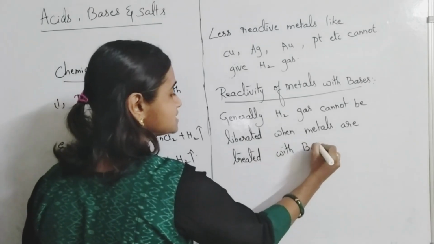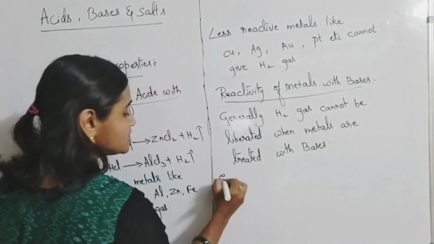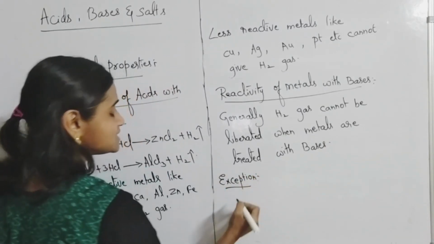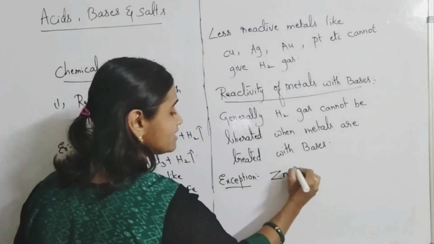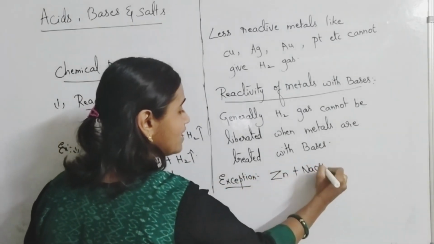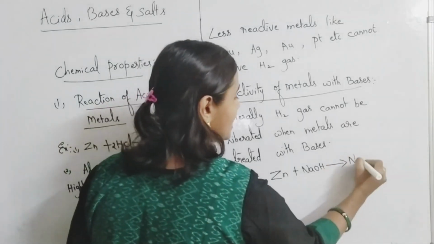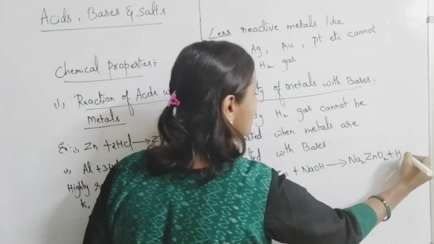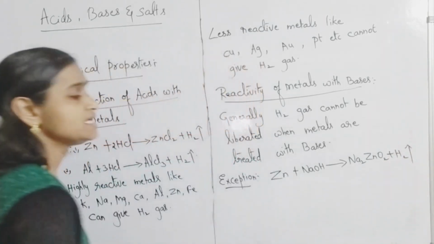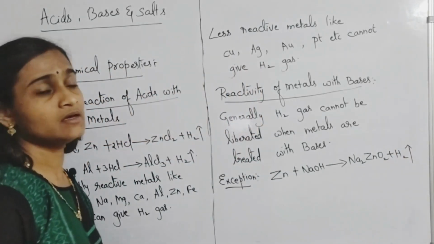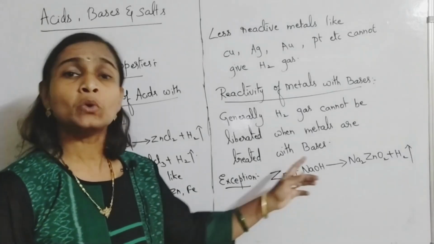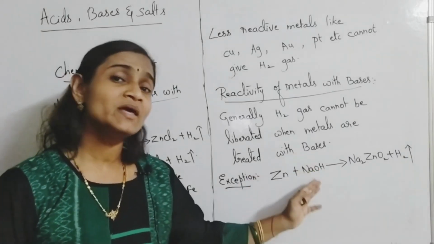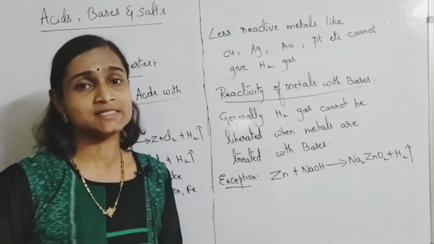Treated with bases. But you have exceptional cases. You can take only this exceptional case, where zinc can react with NaOH and forms sodium zincate, Na2ZnO2. Okay, and it can liberate hydrogen gas also. Zinc can react with sodium hydroxide. The only metal which reacts with only base, NaOH, is zinc, not with any other bases as well.